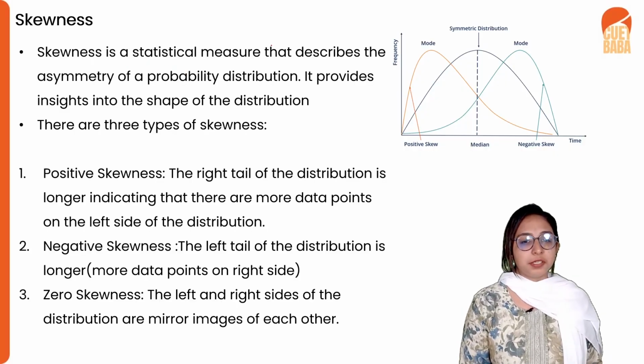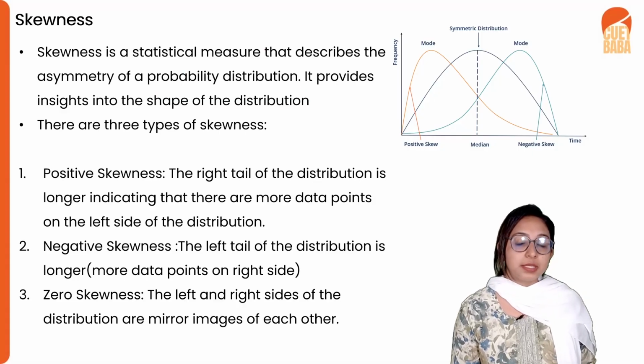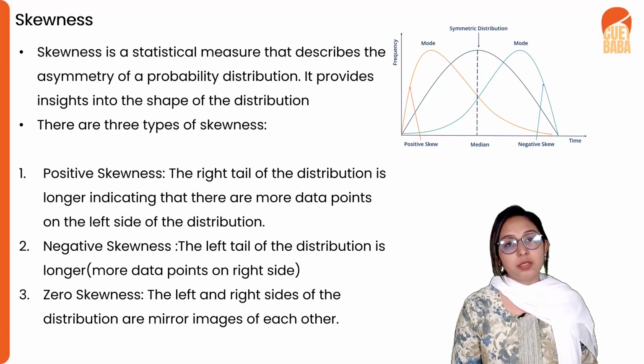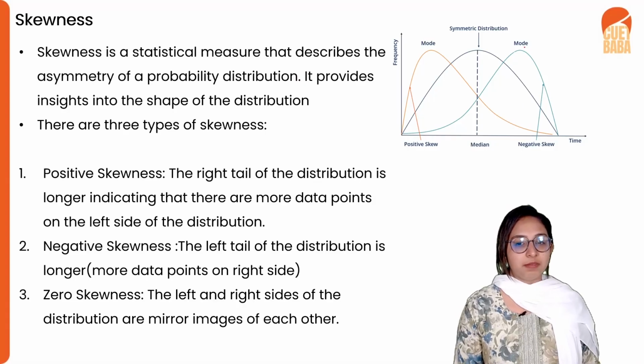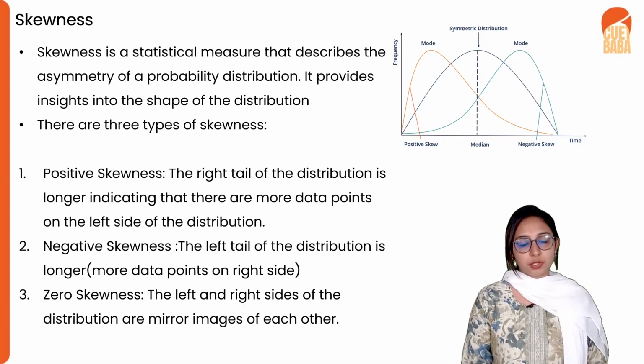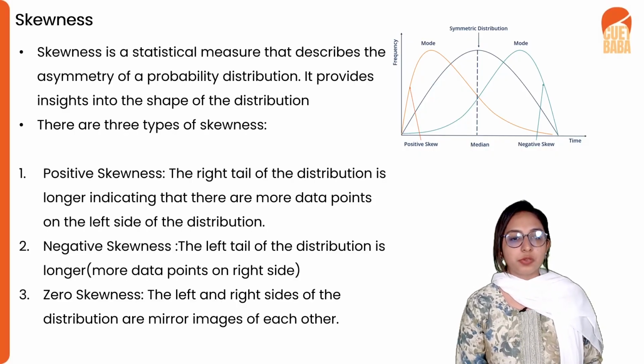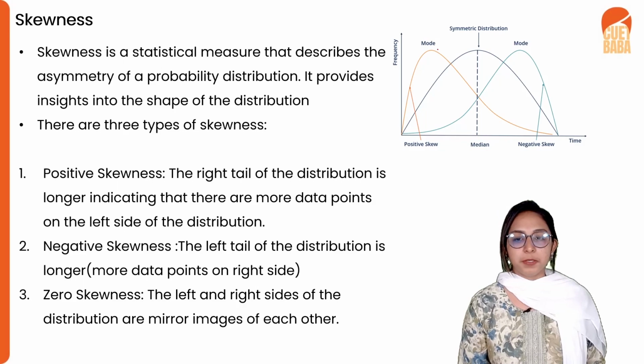Skewness is a statistical measure that describes the asymmetry of a probability distribution. As I have discussed previously in the slides of measures of central tendency, I have said that there are symmetric distribution and asymmetric distribution. So these can be understood easily using skewness. From the figure given here, this is a positively skewed.